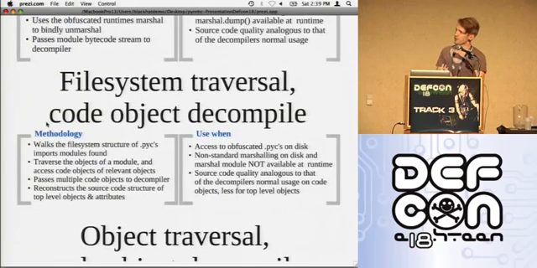There's file system traversal where you've got access to the code on disk, but you don't have access to the unmarshalling. So this means you have to do the source code reconstruction and the actual decompile on the objects that you can access with a CO code object. Again, you get pretty good decompilation out of this, but not perfect, not as good as the first case.